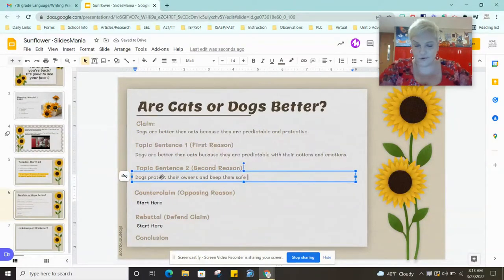Cats do not. Dogs protect their owners and keep them safe, which makes them a better choice of a pet. Okay. Then I would need evidence to show that dogs protect, right? Dogs protect because when you come home, they are happy to see you. They protect because they will bark at other people who are not usually supposed to be at your door.